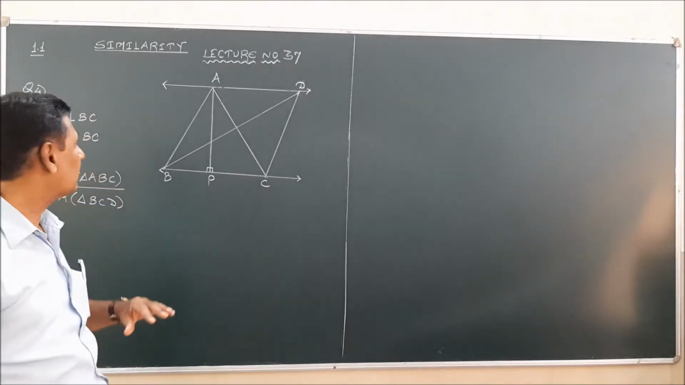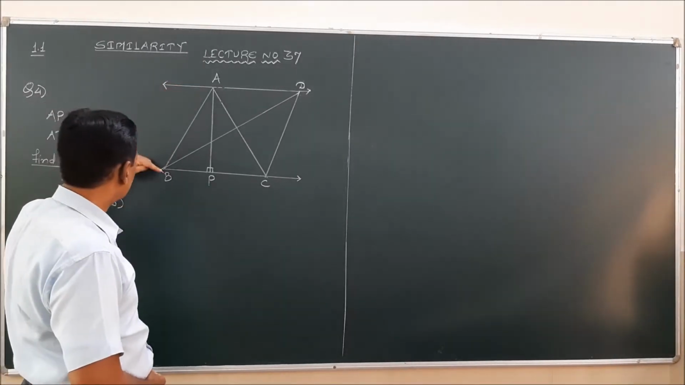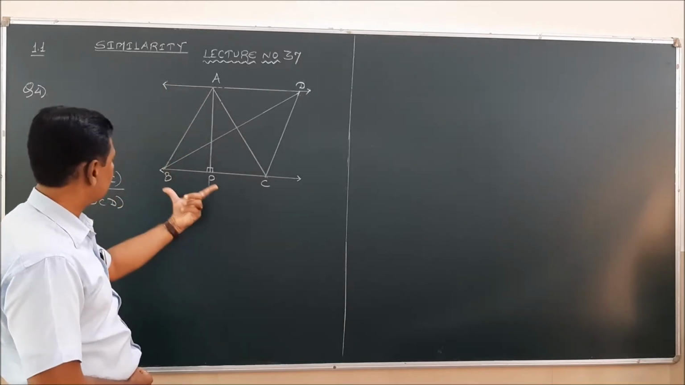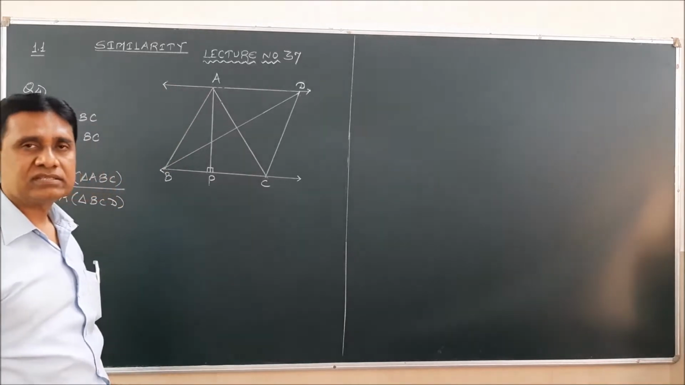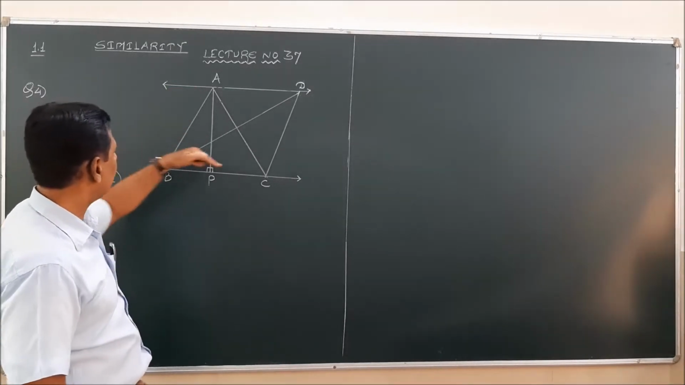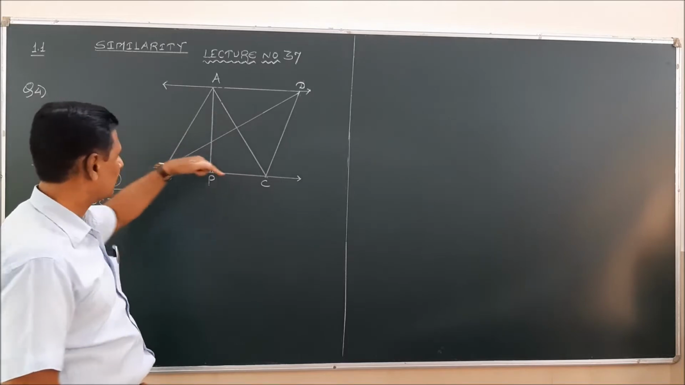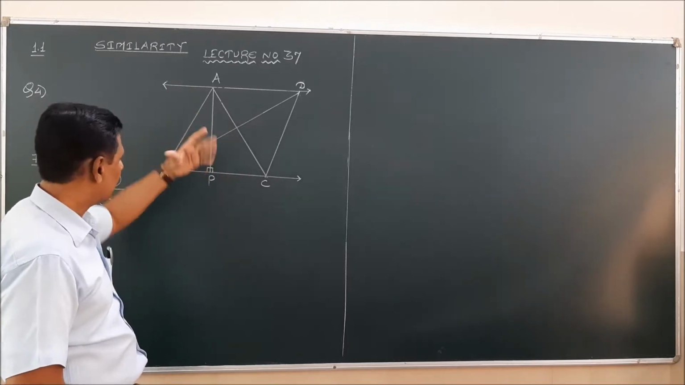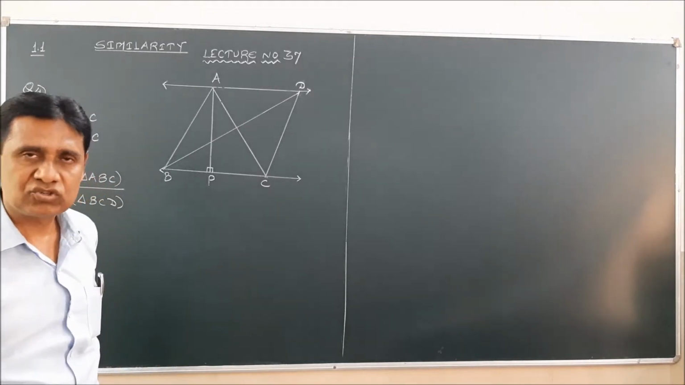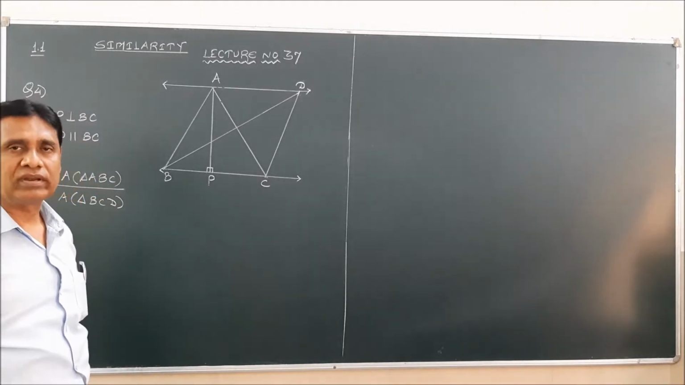In the same manner, for triangle ABC, AP is also the height, dropped on base BC. So for triangle ABC as well as for triangle DBC, height is same, base is same, their areas will be same. Therefore, the ratio of their areas is 1:1.